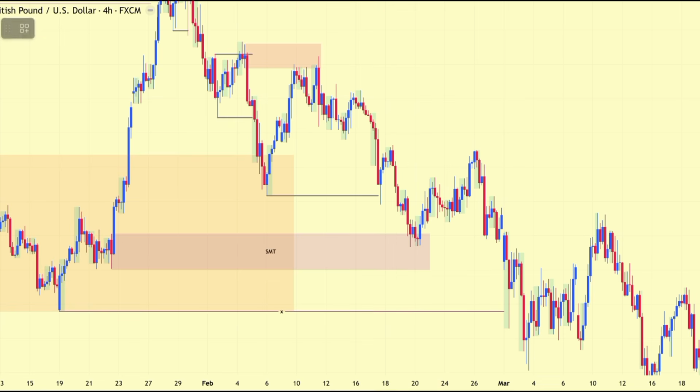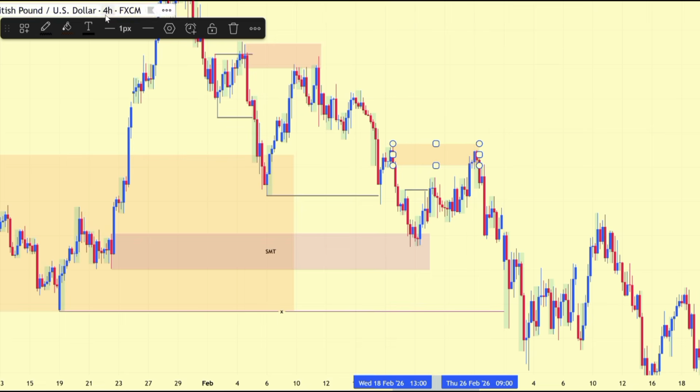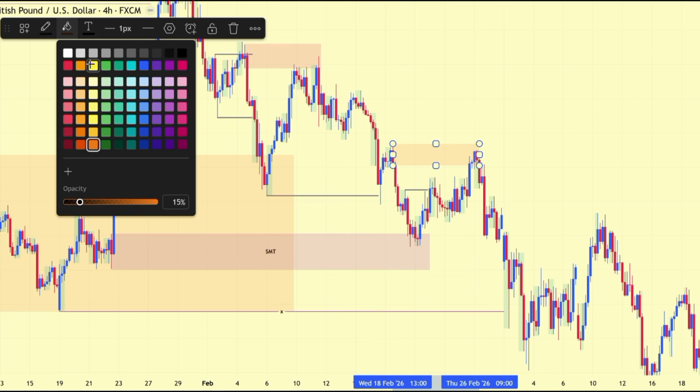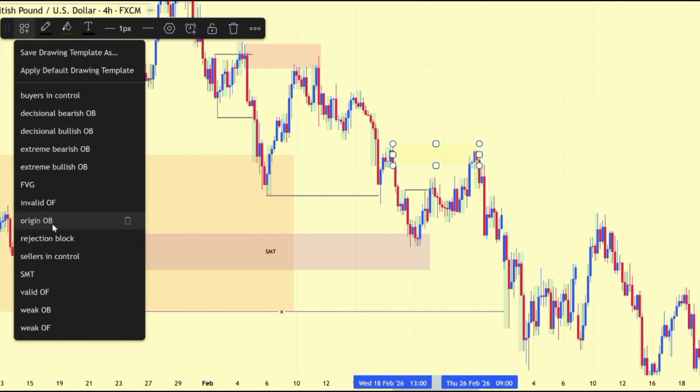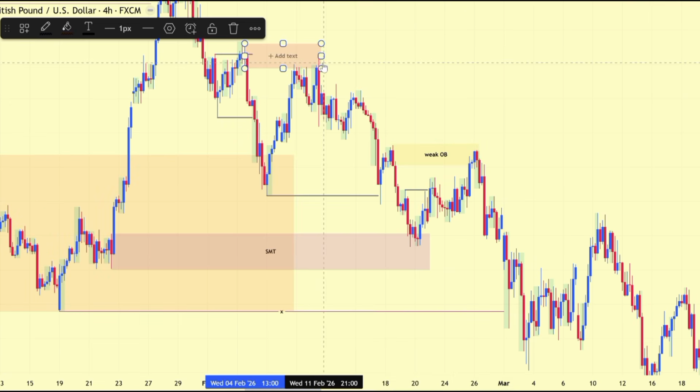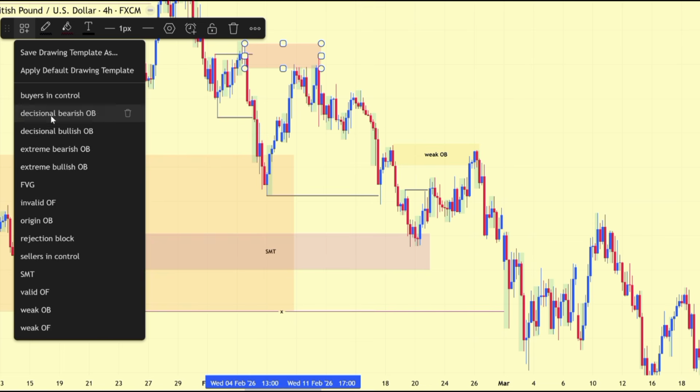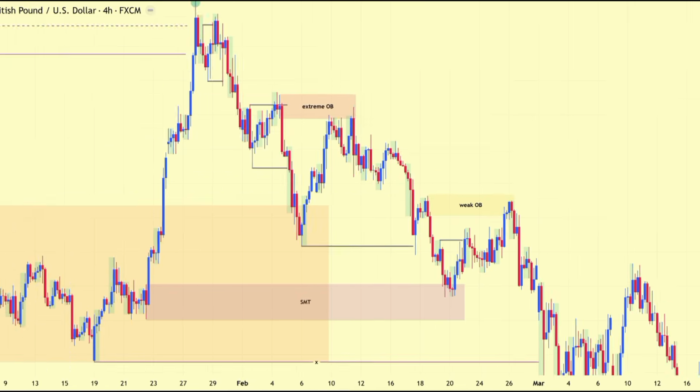And you can clearly see the 4-hour is strongly bearish as price has taken out this major inducement, mitigated this weak order block. Actually, this is a weak order block, and weak order blocks are not reliable, so that wasn't a valid sell. So there we have it, our weak order block. This here was of course our extreme order block. So we have our extreme bearish order block.